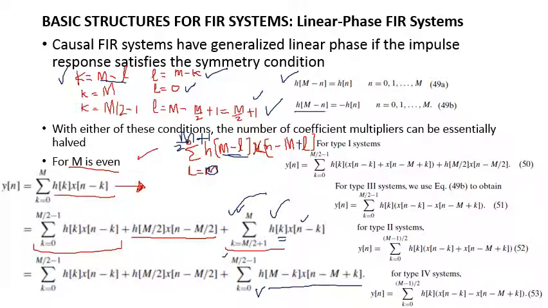Similarly, for the case of odd symmetry, which we have in case of type 3 or type 4, in that case we have h of m minus n equals minus h of n. Okay, so for the case when we have even symmetry, that is type 1, then we can write this as it is. You understand this one? Okay, and because for the even symmetry, h of k equals h of m minus k.